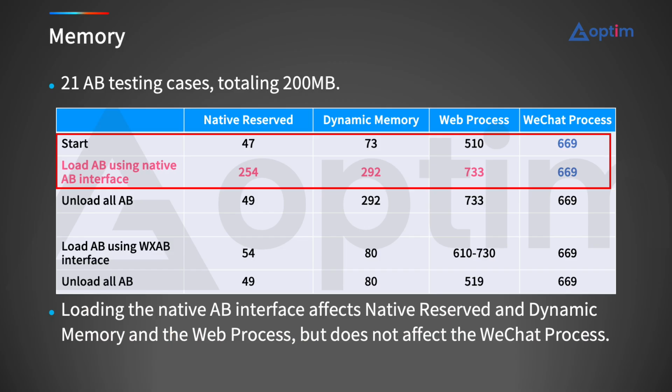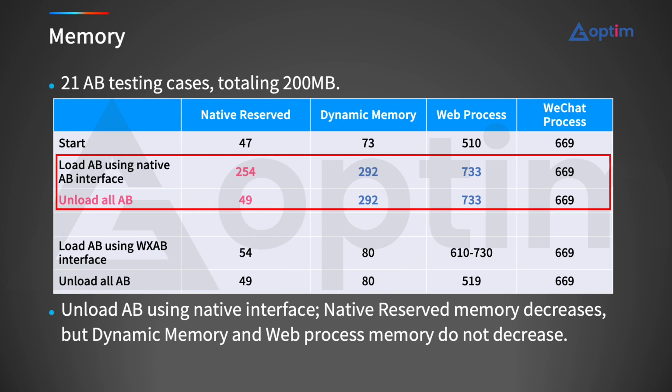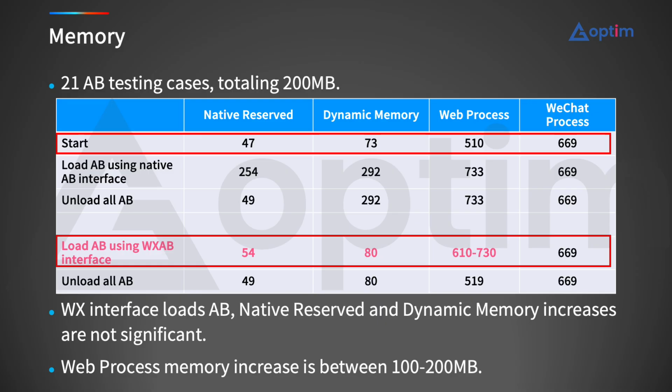We further analyzed the loading of resources like AssetBundle. We loaded 21 asset bundles, totaling about 200 megabytes. Using Unity's native interface, we saw that native reserved memory increased by about 200 megabytes. Dynamic memory increased by roughly the same amount, and the web process memory also increased, while WeChat memory remained nearly unchanged. From these tests, we found that regardless of whether we use Unity's native interface or WeChat AB interface to load asset bundles, both methods impact web process memory, affecting the stability of the minigame.